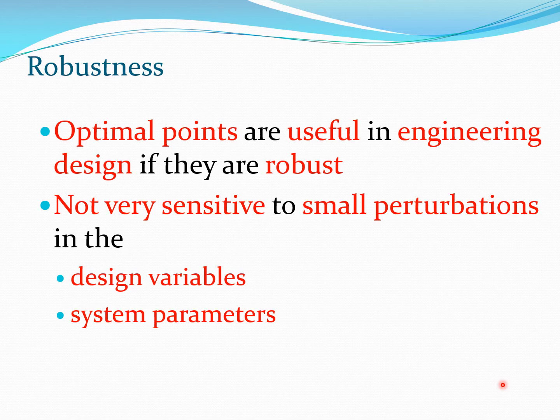Now we also see that optimal points are useful in engineering design if they are robust, because then they are not very sensitive to small perturbations in the design variables as well as the system parameters. Now the system parameter issue comes across because there are also some parameters out there in the ambient atmosphere. For example, you may have parameters such as the temperature, the pressure, the level of heat in the day, the wind speed, and so on.